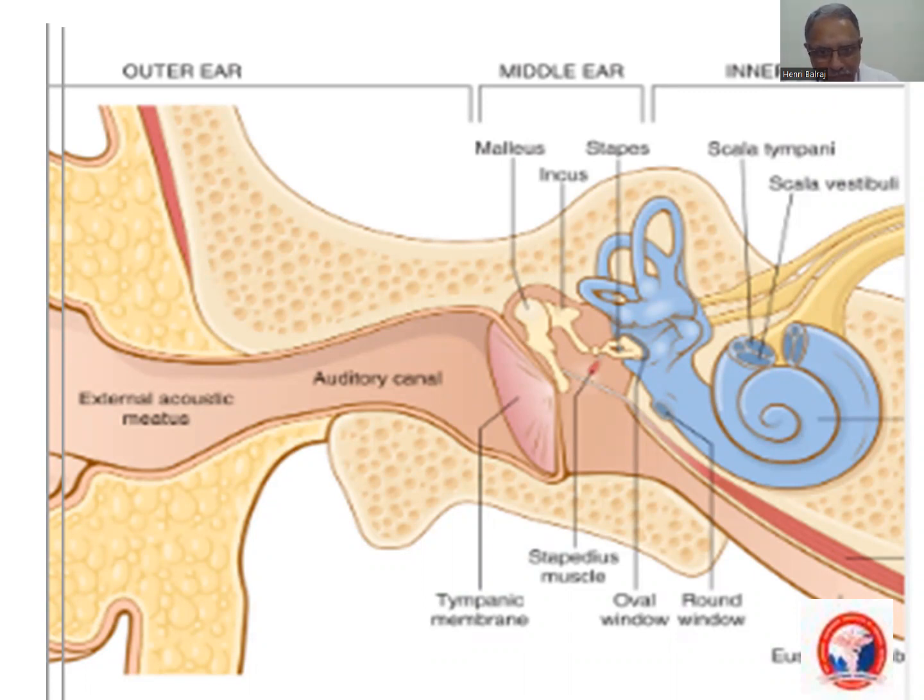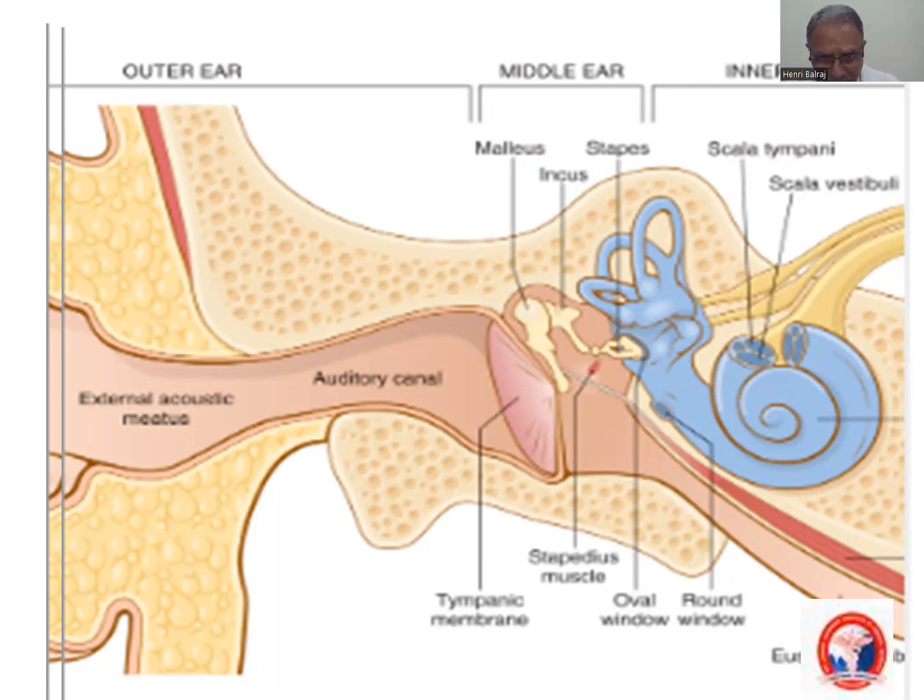The tympanic membrane separates the external ear from the middle ear. In the middle ear, the vital part is the oval window, through which there is perilymph, and that is sealed by the foot plate of the stapes. The sealing is done by the soft tissue of the foot plate of the stapes.